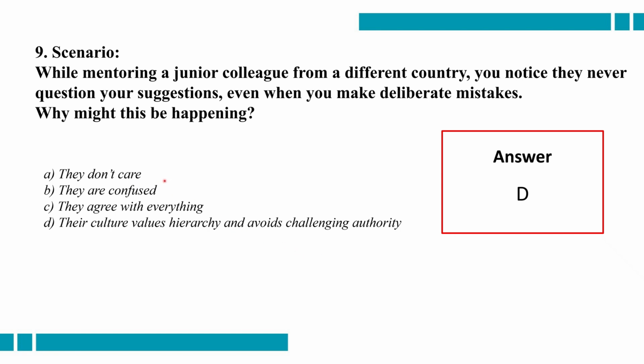Why not the other options? They don't care: if they didn't care, they wouldn't actively follow your suggestions. They're confused: confusion may happen, but consistent silence points to cultural behavior, not misunderstanding. And they agree with everything: outward agreement doesn't always mean true agreement, it may be politeness. So in an articulation exam, when you see questions about junior, senior, or mentor-mentee dynamics, the answer often relates to respect of hierarchy, cultural context, and encouraging openness. So here option D, their culture values hierarchy and avoids challenging authority, is correct.